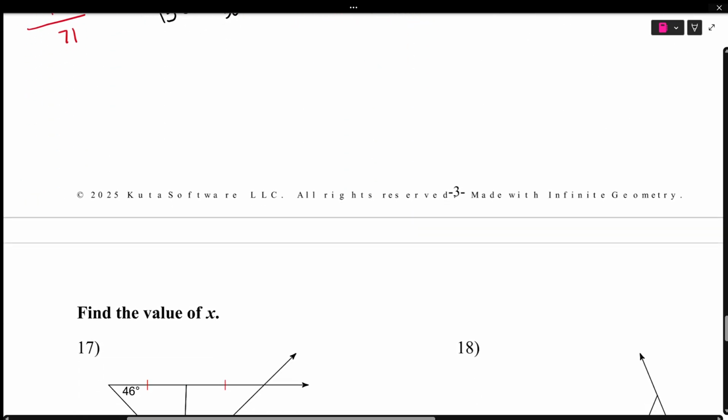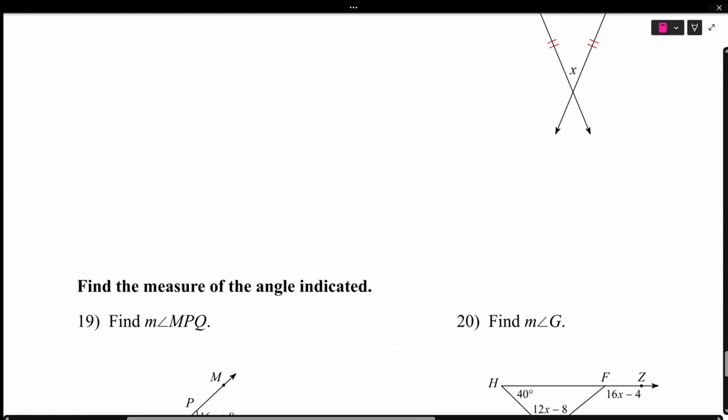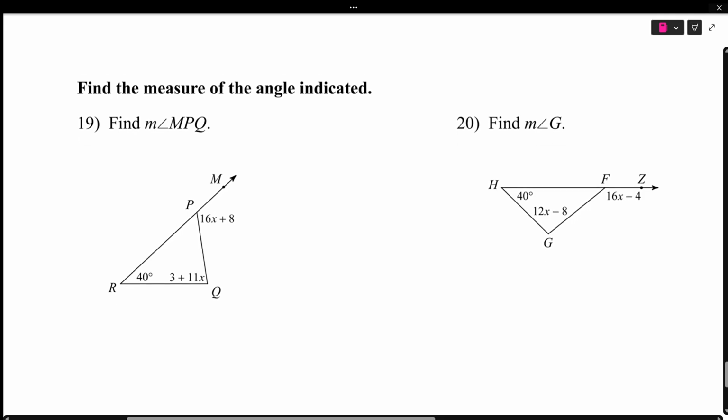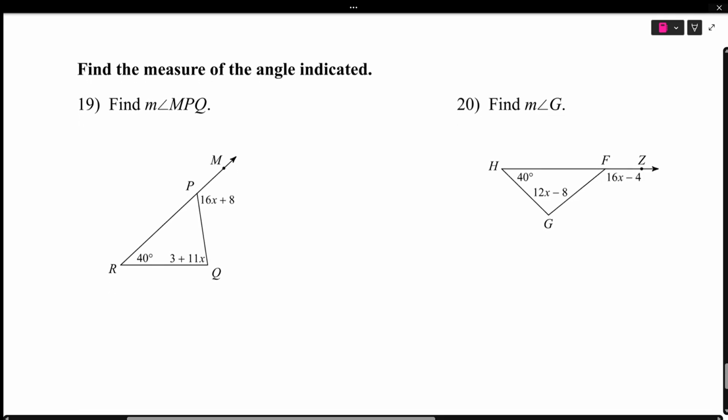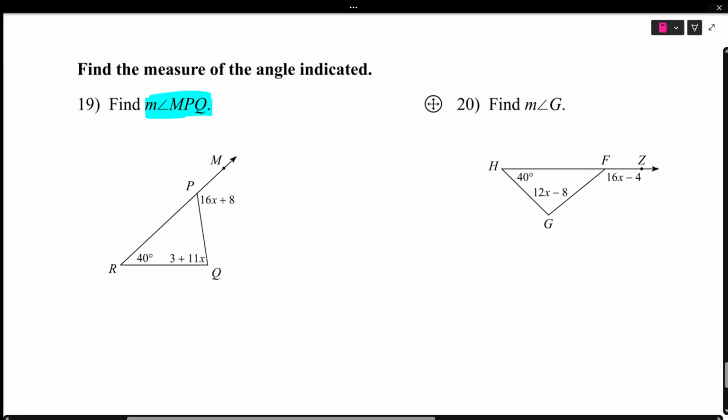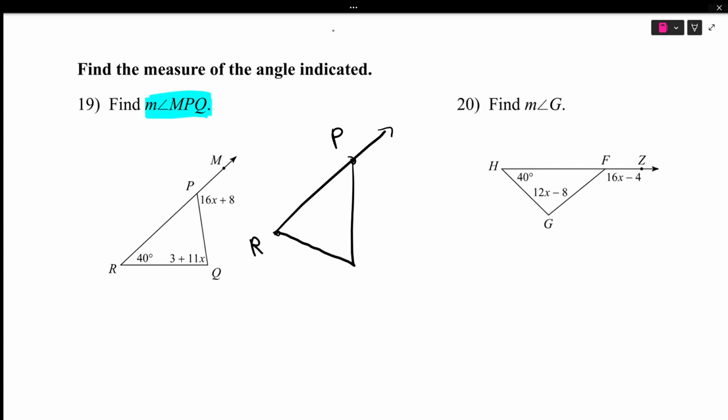Okay, let's do this last one. Number 19. From after number 15, 16, 17, 18 are all very similar, so go crazy, do that on your own. Okay, number 19. Find the measure of MPQ. Okay, angle MPQ is this outside one, right? Fun fact, this was your extra credit problem on your test, right? So not everyone had the chance to learn this, but it's okay. I wanted to challenge you.